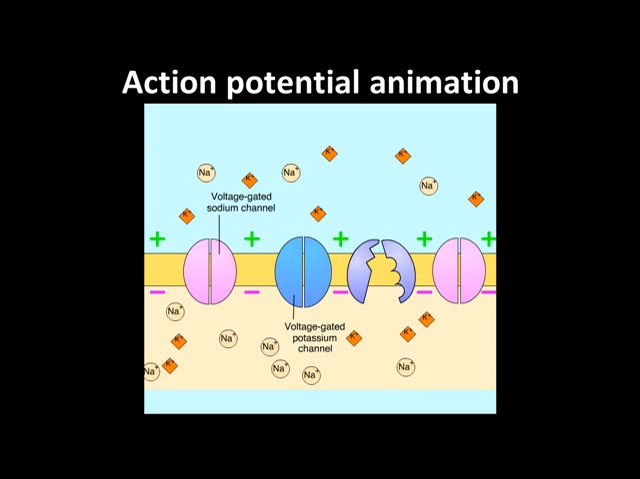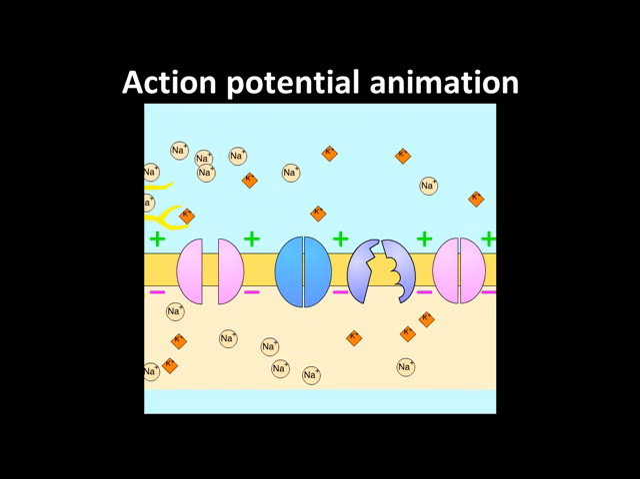Voltage-gated channels in the membrane open and close in response to voltage changes across the membrane. When no action potentials are being transmitted, most of these channels are closed. An action potential begins when voltage-gated sodium channels open and sodium ions rush into the cell. The plasma membrane becomes positive on the inside and negative on the outside.